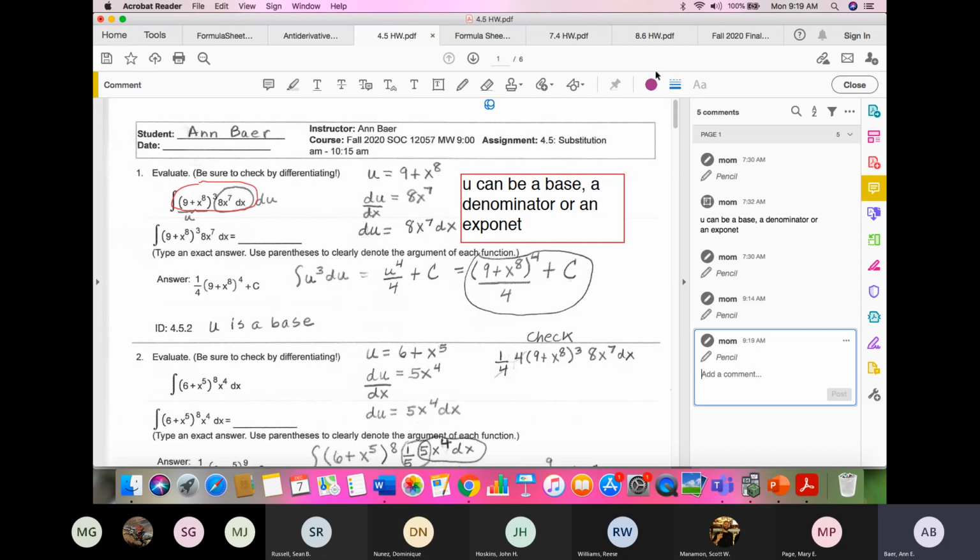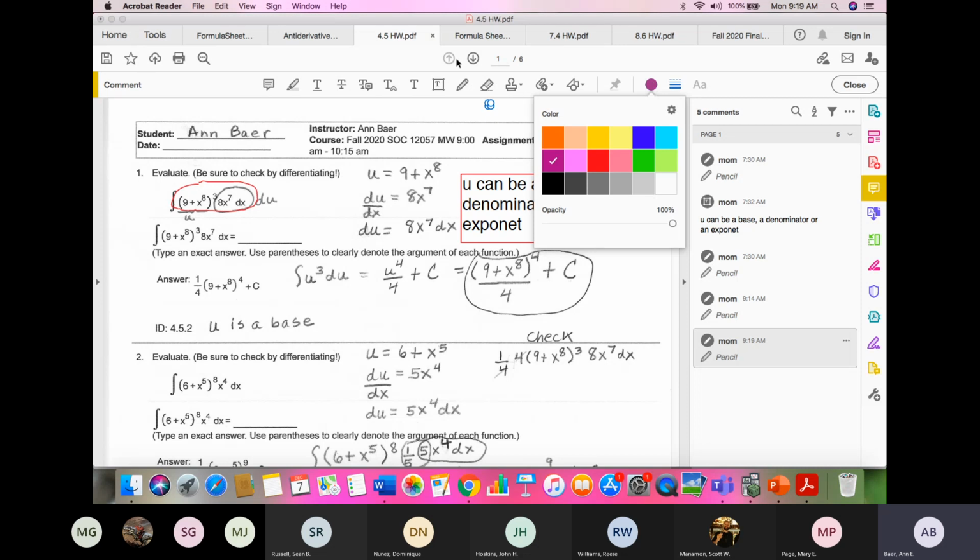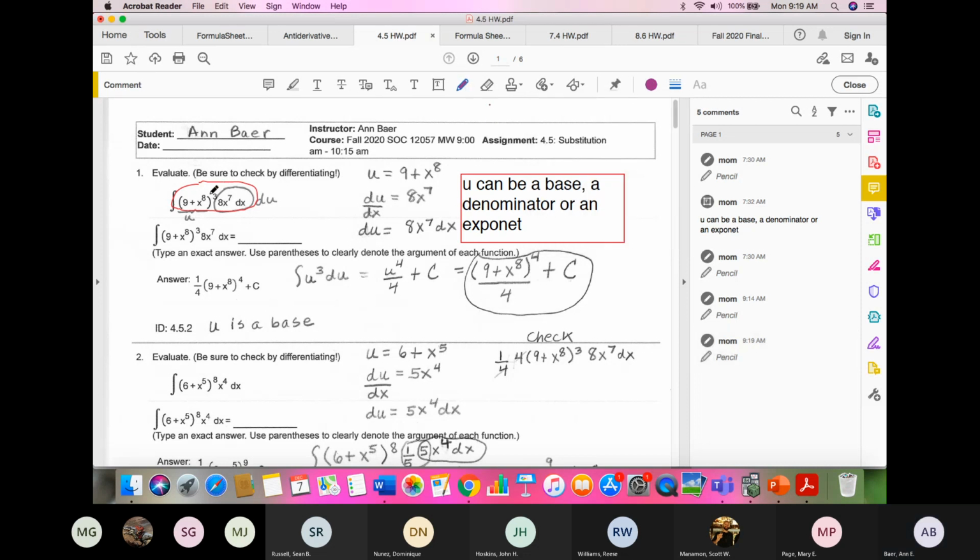So this right here, if you notice what's right here, 9 plus x to the 8th, that is simply equal to u. So that's where this u came from, right here. That's u. That's u.